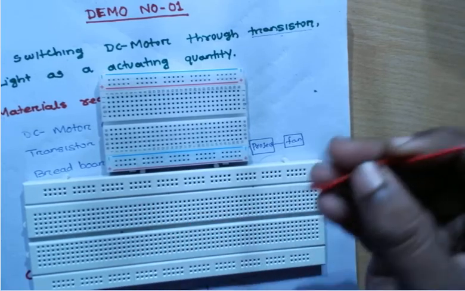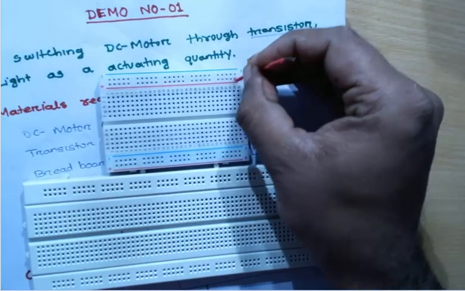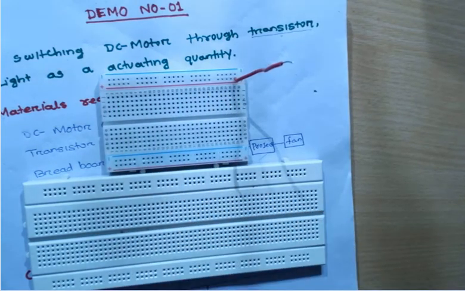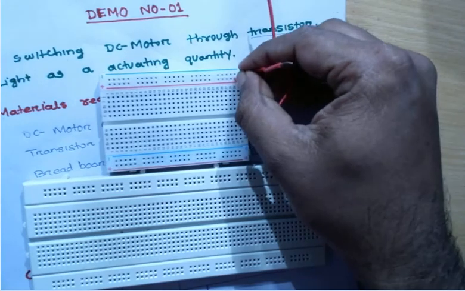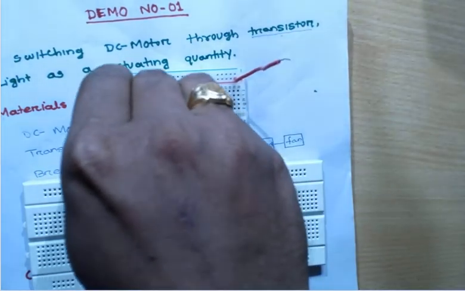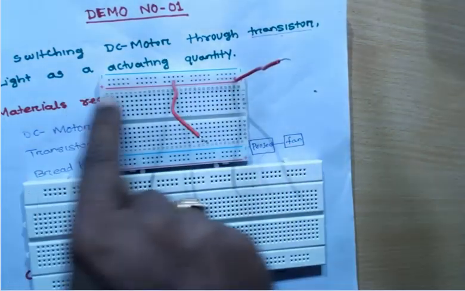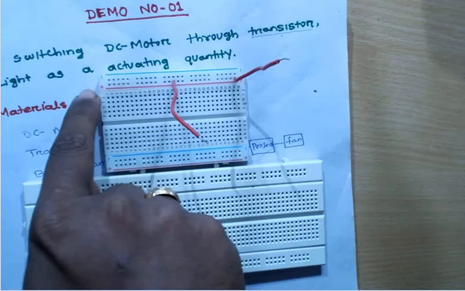Suppose I collect 5 volt and give it to here. Then the whole bar will be 5 volt. You can collect 5 volt from anywhere. Suppose I take another hookup wire or something like that. If I am giving supply to this point, I can collect 5 volt from any pole, from this, or from this. This is completely internally connected.